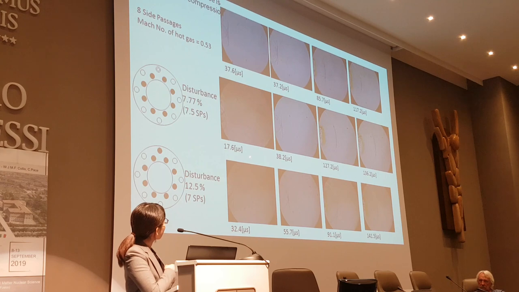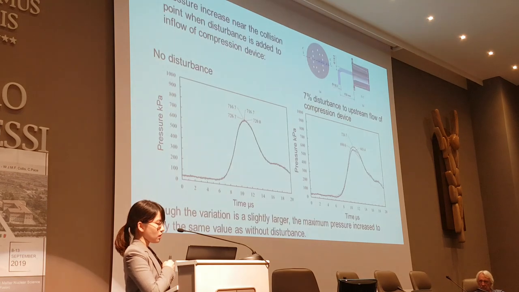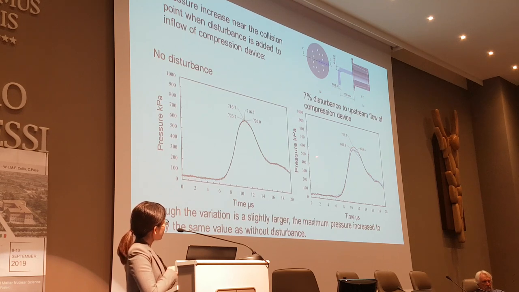I'd like to point out that the stability of the jets, this is the picture of the flow field after collision, doesn't change that much, even if we add disturbance to the inflow of the jets. And also, the pressure increase near the collision point when disturbance is added is not disturbed much, although the variation is slightly larger than without disturbance. The maximum pressure is increased to nearly the same value as without disturbance.